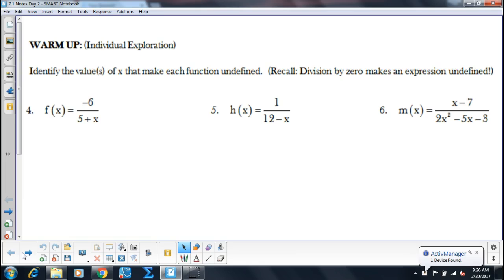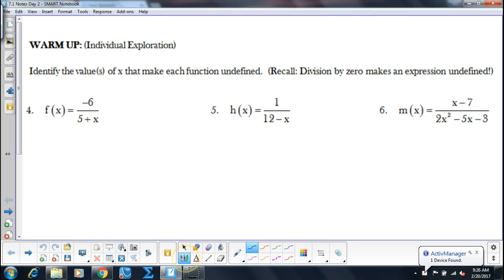I'll go with this one. I like it. Identify the values to make each function undefined. You know, rational function. When is it undefined? When the denominator equals 0.